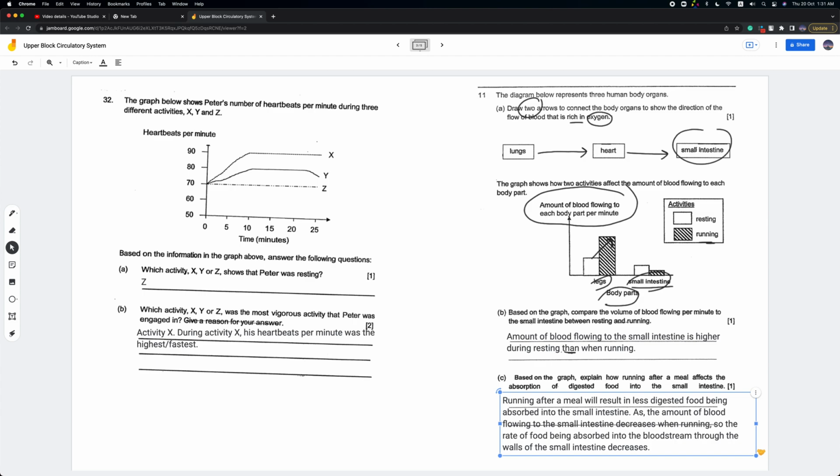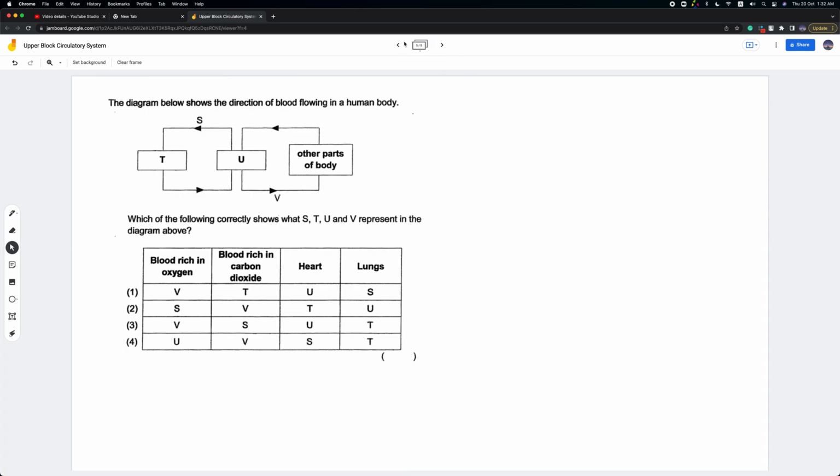Again, running after a meal will result in less digested food being absorbed into the small, not into the small intestine, into the bloodstream. But here it says into the small intestine, so we just stick to it. We try to follow the method of using words from the question. And the explanation, as the amount of blood flowing to the small intestine decreases, where do we get that from? From the graph. So the rate of food being absorbed into the bloodstream through the walls of the small intestine decreases.